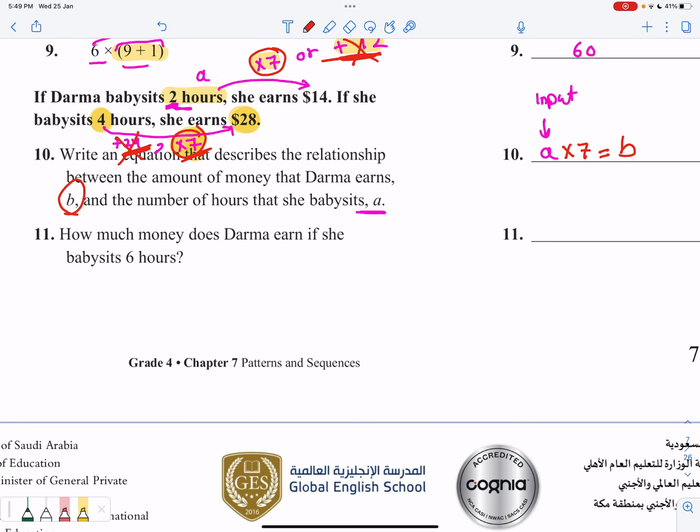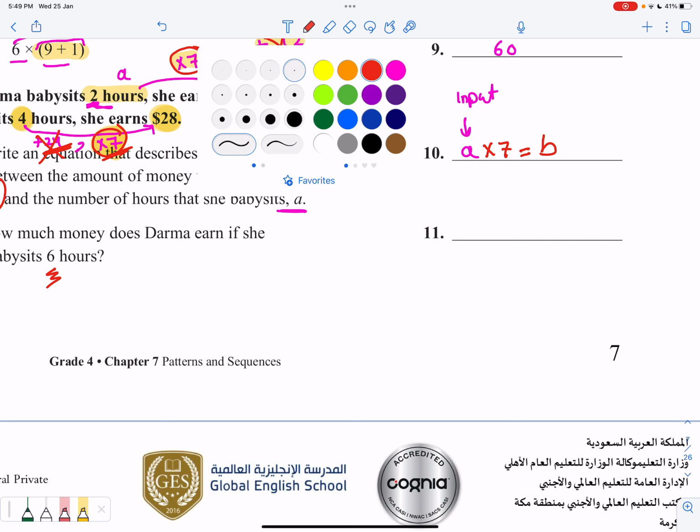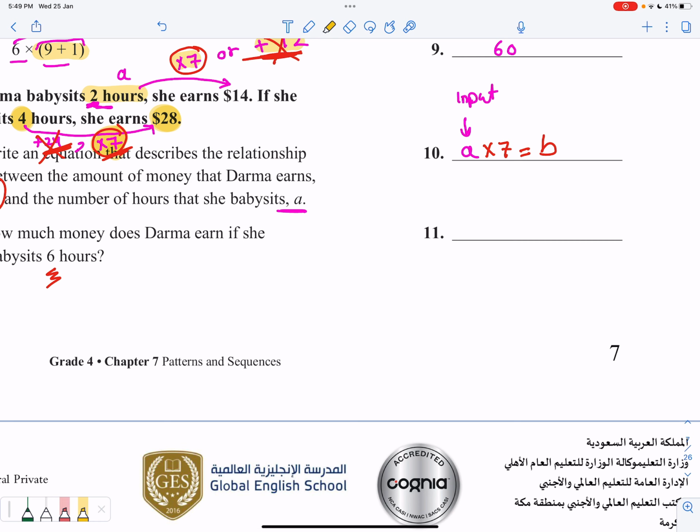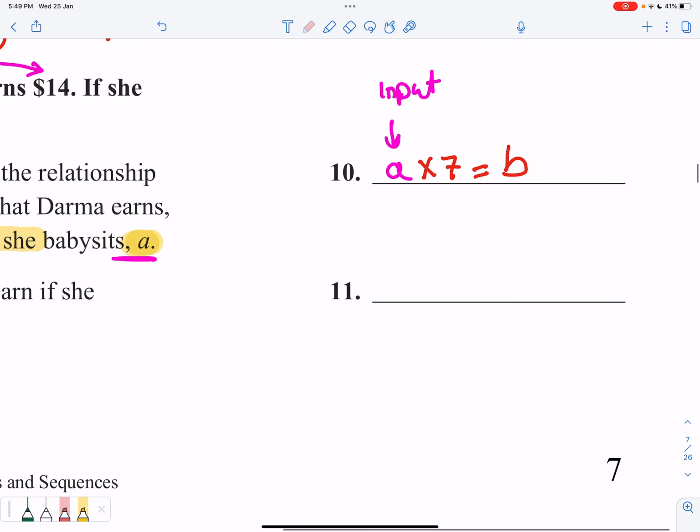How much money does Dharma earn if she babysits 6 hours? So now let's see. We're just going to work directly in our equation. What is the hours here? Depending on the previous question, the number of hours is A and B is money. So let's write that here. This A is hours and this B is money.